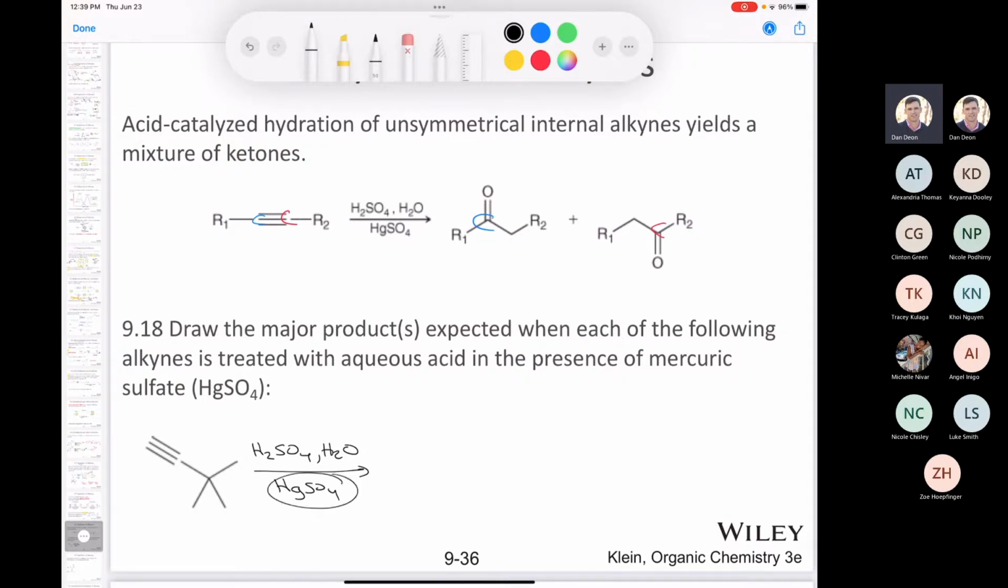Remember, you need this mercuric sulfate in order to get the reaction to go. If you just put acid in water, it doesn't work. The details are found in the textbook. The textbook does give a little bit of information about the mechanism. However, if it's not in my slides and I didn't tell you you need to know it, I'm not going to ask you about that mechanism.